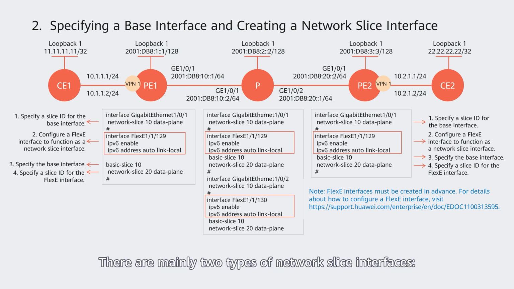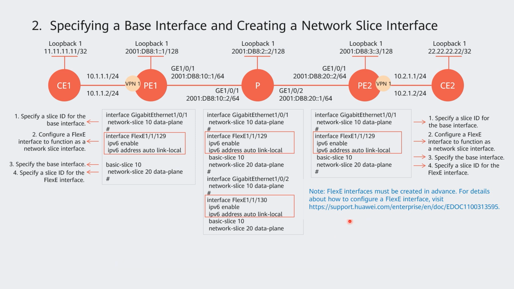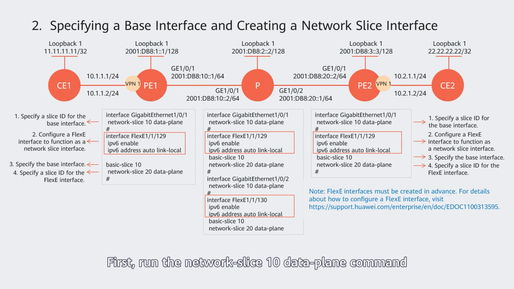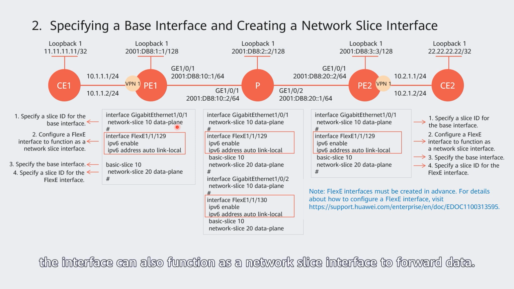There are mainly two types of network slice interfaces: Flex-E interfaces and channelized sub-interfaces. This example uses Flex-E interfaces. For details about how to create a Flex-E interface, you can visit the URL shown on the screen. The configuration procedure is as follows. First, run the network slice 10 data plane command on a base interface to specify a slice ID for it. If the data plane parameter is configured, the interface can also function as a network slice interface to forward data.